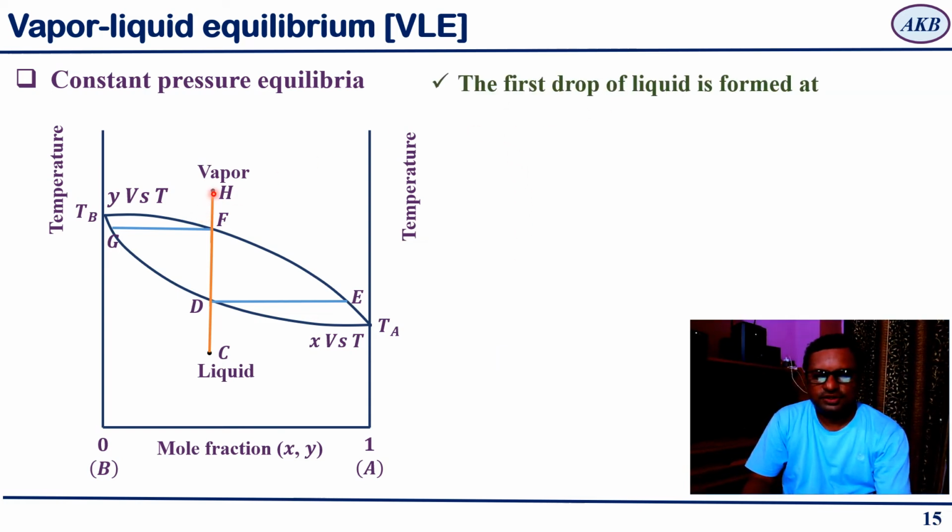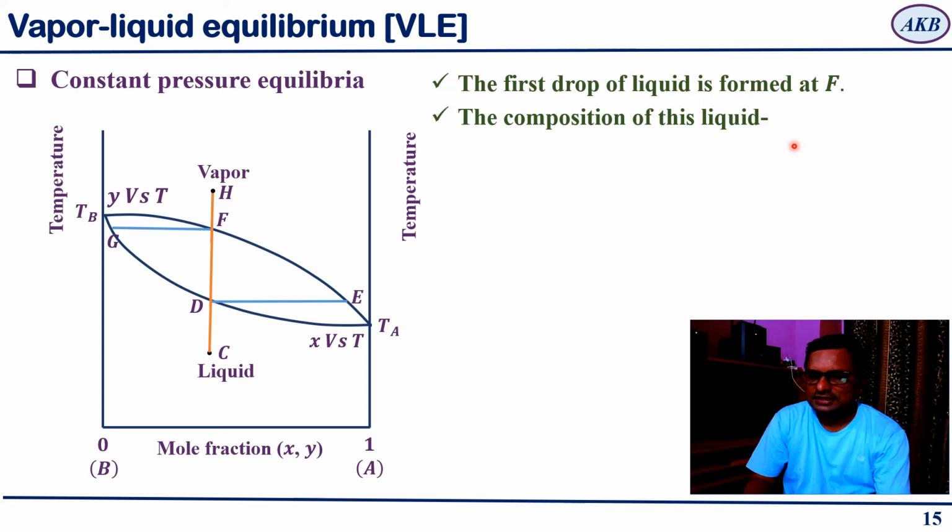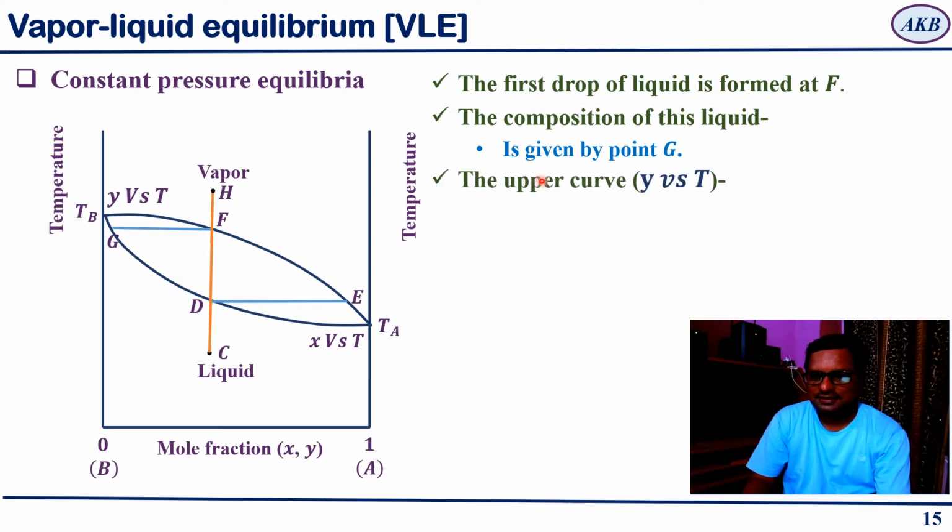So if you are cooling, you start at H, you go on cooling it, that means the temperature is reduced, you reach point F. And what happens at point F? The first drop of liquid is formed at point F. Now the composition of this liquid drop that is formed at point F is given by point G. And you have then the tie line FG. I have already talked about it.